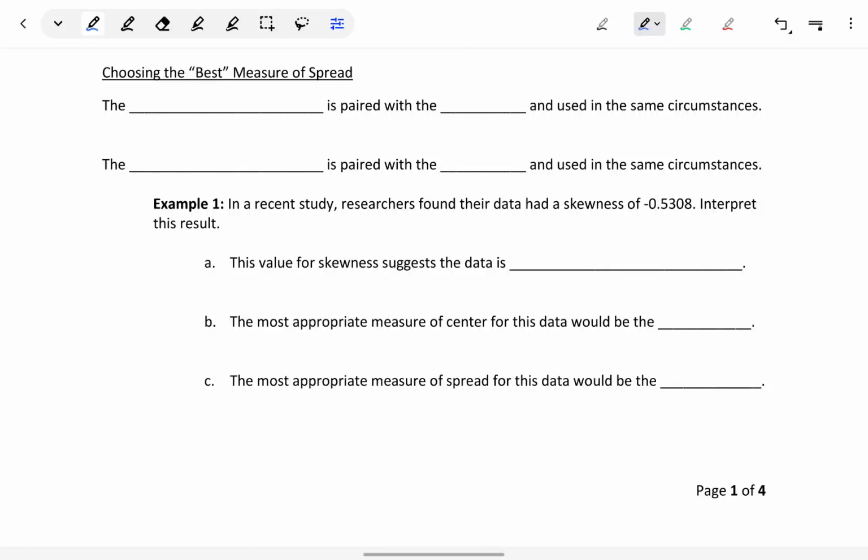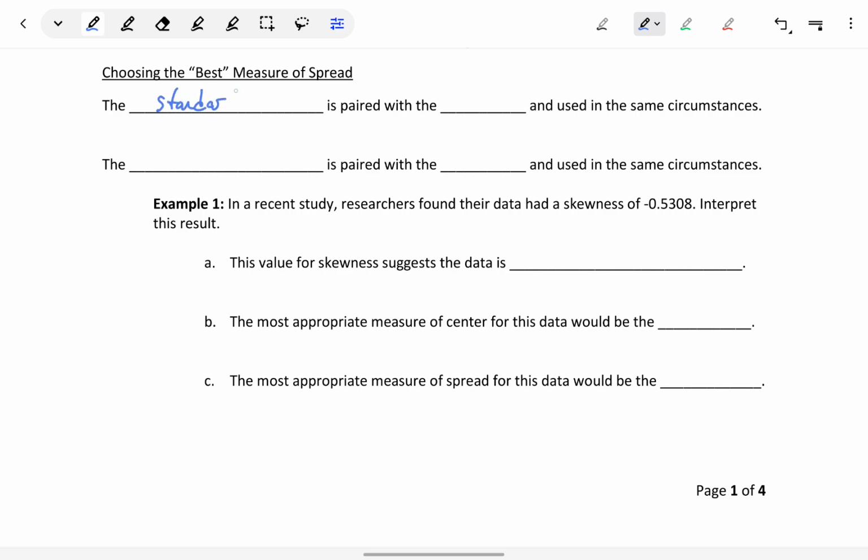When we talked about measures of center, we talked about choosing between the mean and the median. Now we have the standard deviation and IQR, interquartile range, as our primary measures of spread. We want to look at how we choose between those and in which scenarios we use each one.